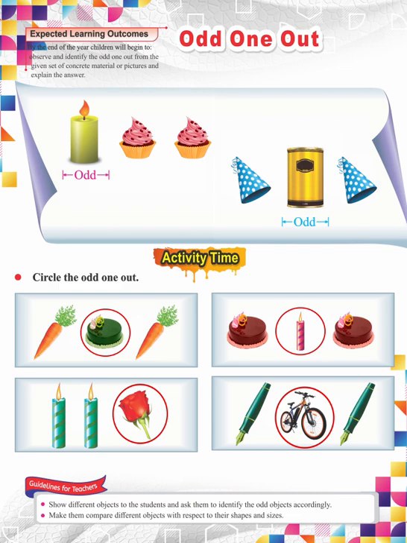For example, they can sort out the whiteboard in their classroom as the odd one because the rest of the objects will be chairs and desks, etc.